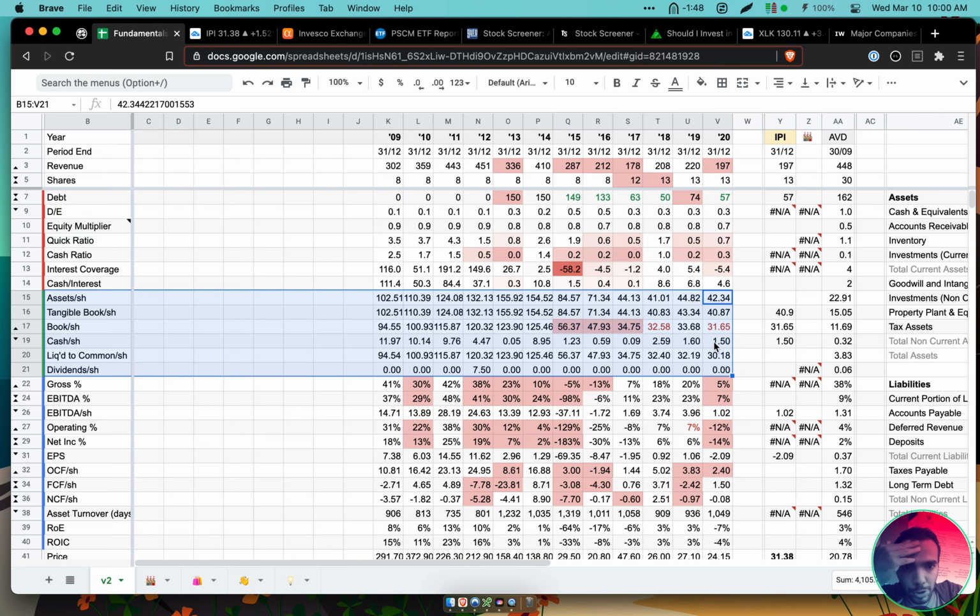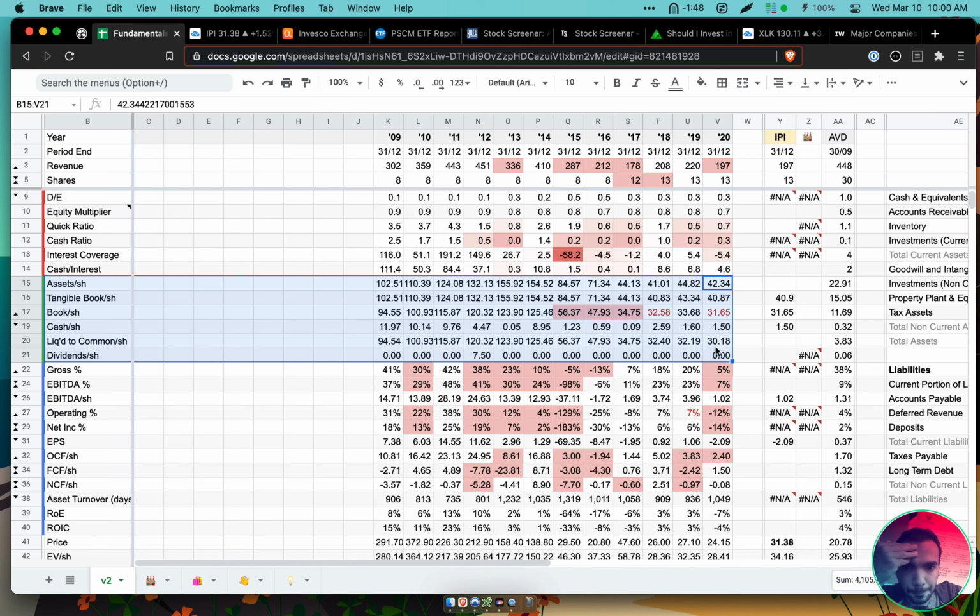All right. Cash per share is 1.5, so cash dipped a little bit. Not too worried about that. Liquidation to common is 30. This is like common overhang. It's essentially the company's liquid assets minus liabilities, and then you divide it by the number of outstanding shares. Actually, that'd be book. I also removed debt. So you can think of this as liquid assets minus liabilities minus debt, divided by number of shares.